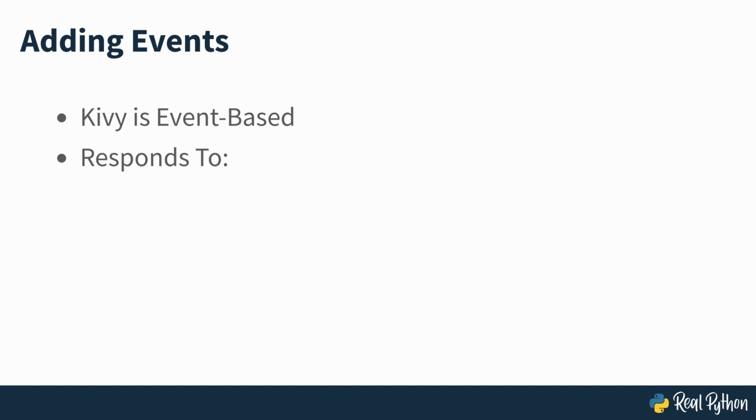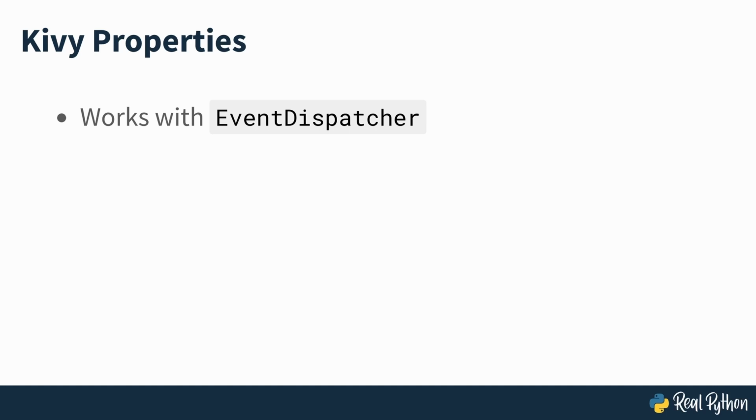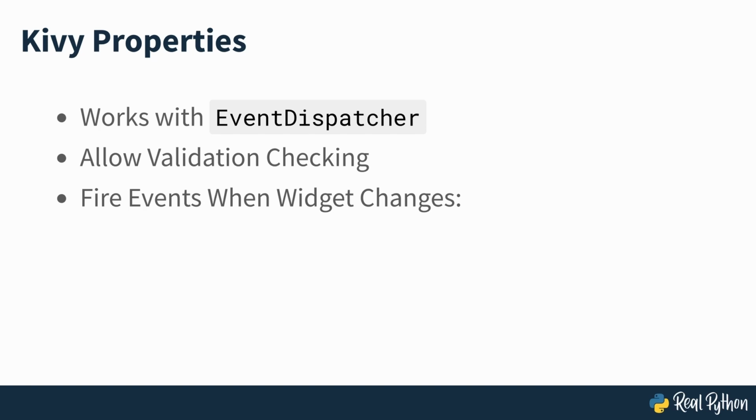Like most GUI toolkits, Kivy is mostly event-based. The framework responds to user key presses, mouse events, and touch events. Kivy has the concept of a clock that you can use to schedule function calls for some time in the future. Kivy also has the concept of properties, which works with the event dispatcher. Properties help you to do validation checking. They also let you fire events whenever a widget changes its size or position.